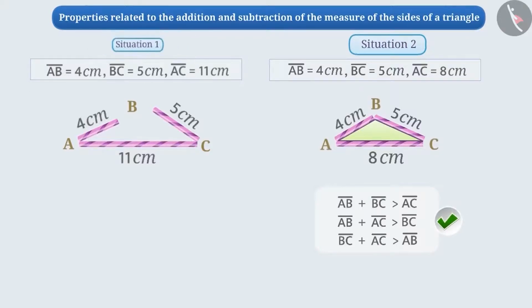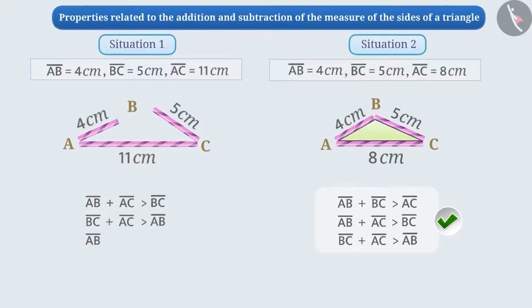But in the first situation, the sum of the measure of two sides of a triangle is not greater than the length of the third side. When AB is equal to 4 cm, BC is equal to 5 cm and AC is equal to 11 cm, then the sum of AB plus AC is greater than BC and the sum of BC plus AC is greater than AB, but the sum of AB plus BC is less than AC.